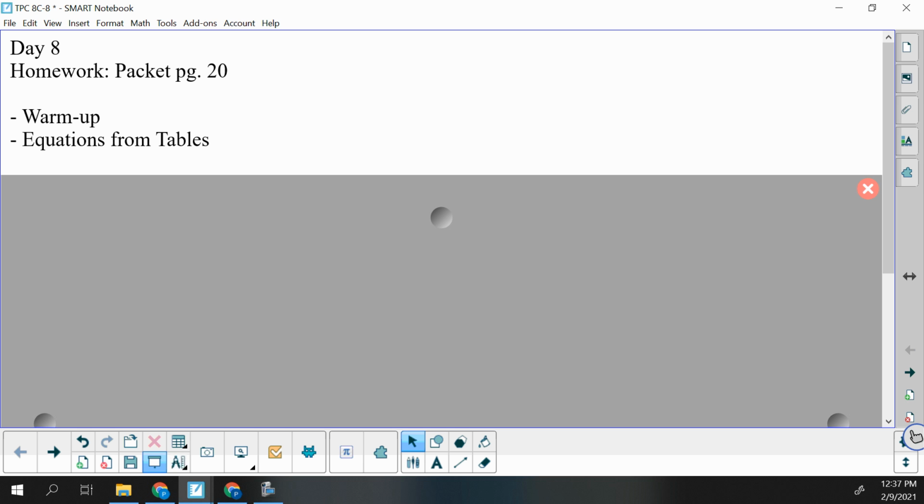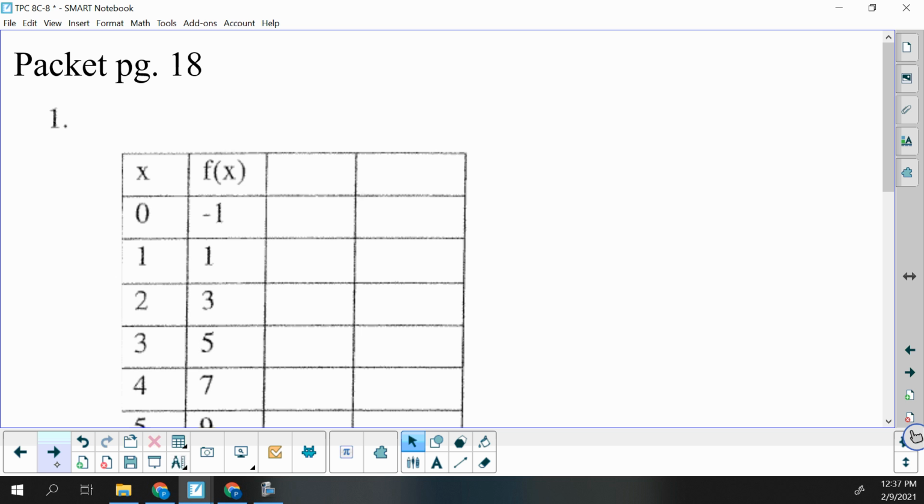Page 20 will be your homework. On page 20, you need to fill out the entire tables to get the credit, not just the equation. And you'll see what I'm talking about with that when we do our first couple problems. So we're going to start on page 18.